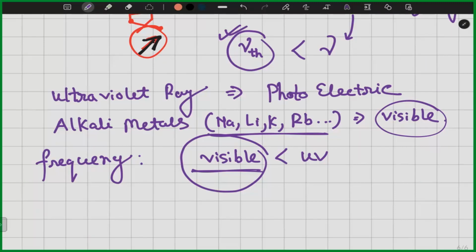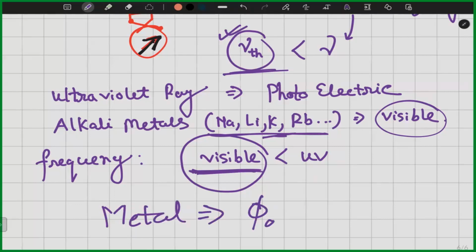So this is the threshold frequency, but as we discussed, this threshold frequency is a characteristic of the metal. If we change the metal, as we can see, for this kind of metal visible light can cause the photoelectric effect. That means if we change the metal, the threshold frequency also changes as the work function changes. If we change the metal, phi 0 changes. That's why the threshold changes.